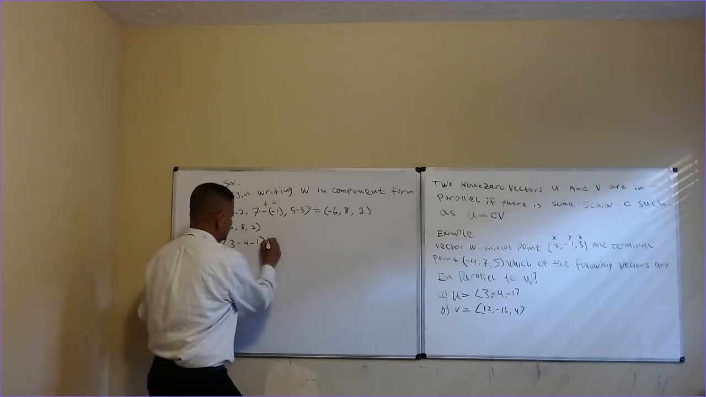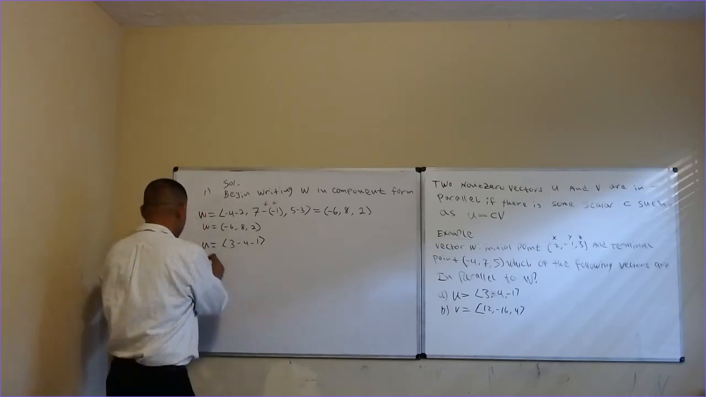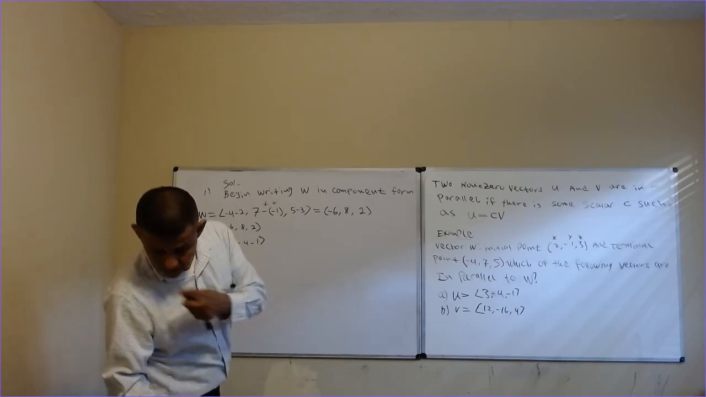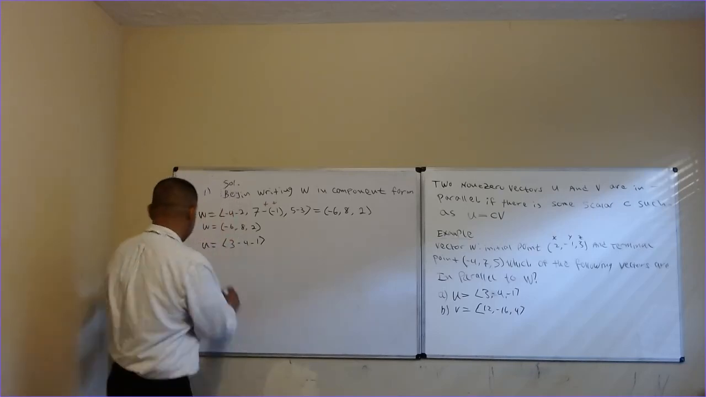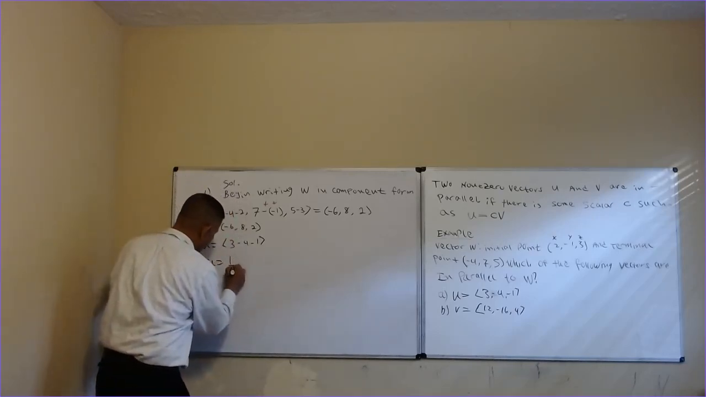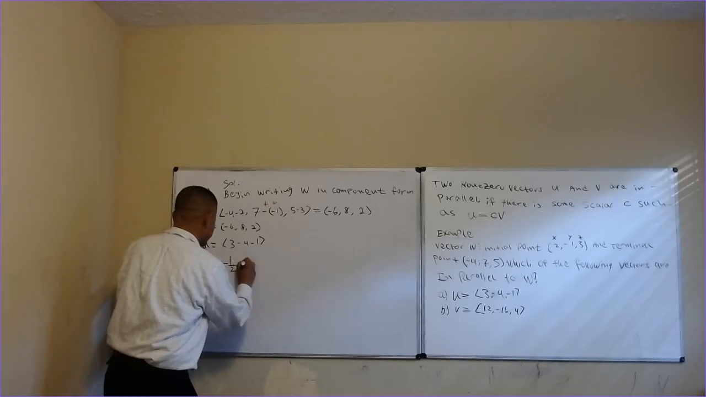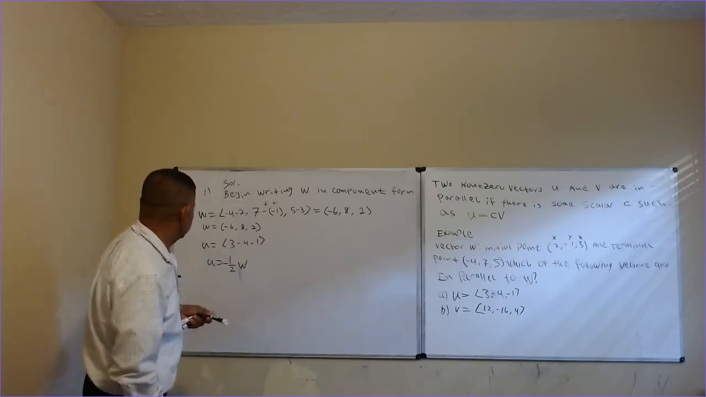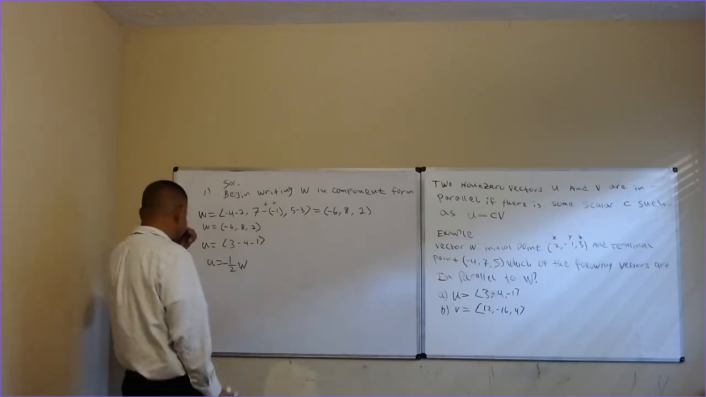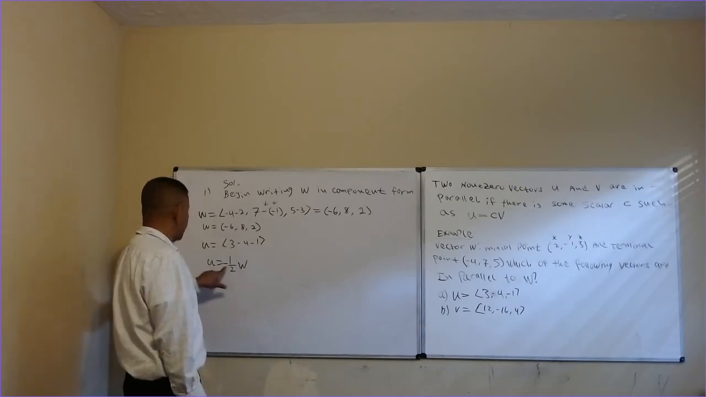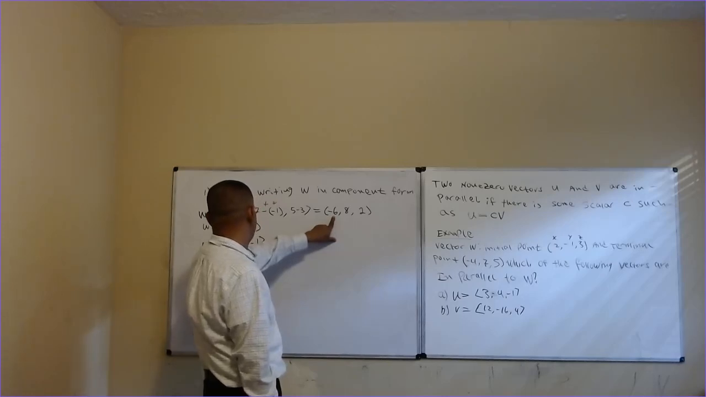Well, think about it. If I say that U is equal to negative 1/2 W, that means this negative half will cancel that with that, what? Positive, right?